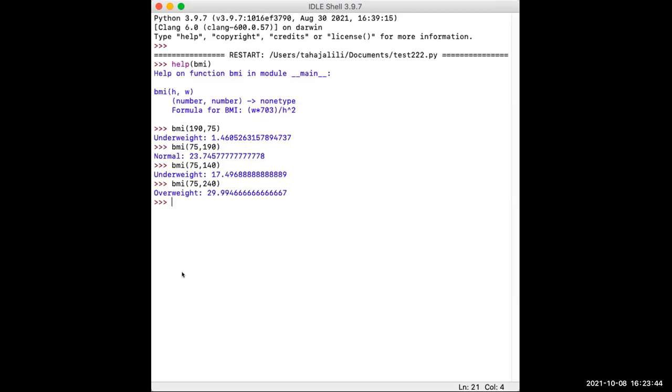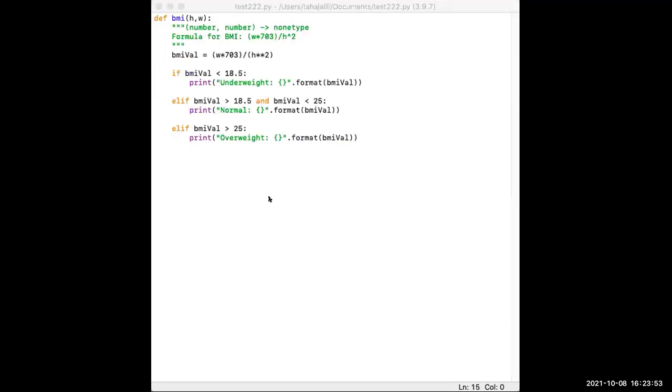Can you go back to your shell one more time? I mean, the code? Okay, so let me switch my share screen to the code. There you go. All right. I don't get why we put format BMI VAL. What is that exactly? This is just to insert the value, to concatenate the value inside the string.